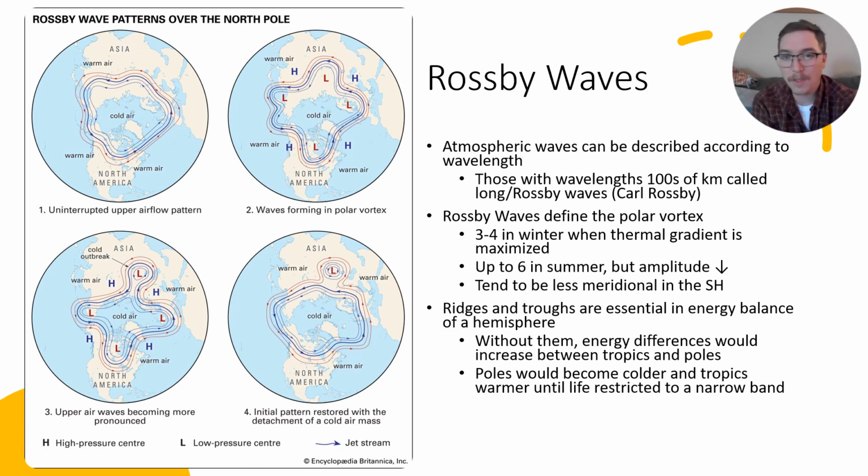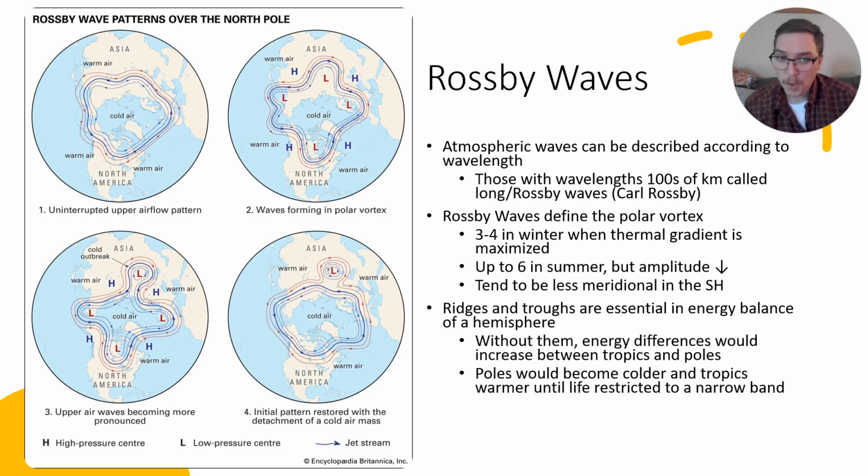We can see 3 to 4 waves in winter when the thermal gradient is maximized, up to 6 during the summer, but their amplitude is severely decreased. So these tend to be less meridional, so less of that kind of north to south flow, or south to north, depending on which hemisphere you're in. In the southern hemisphere, there's less things in the way, more ubiquitous conditions over the oceans, for example.